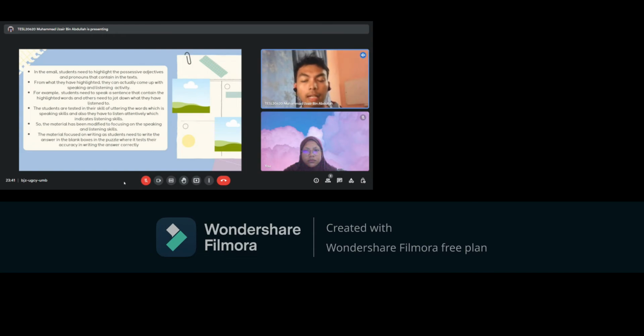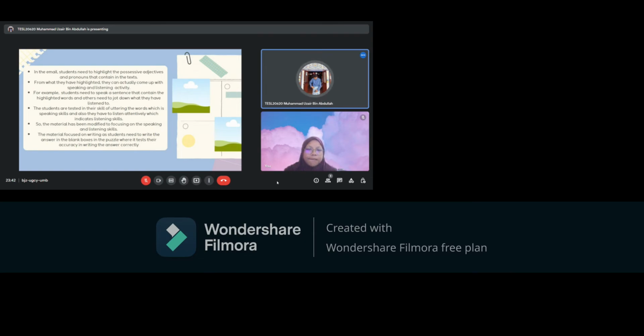From the highlighted possessive adjectives and pronouns, they can come up with an activity that can benefit them in terms of their other skills. For example, students need to speak a sentence that contains the highlighted words, and others need to jot down what they have listened to. So here, students need to build a sentence based on the highlighted words that they have.